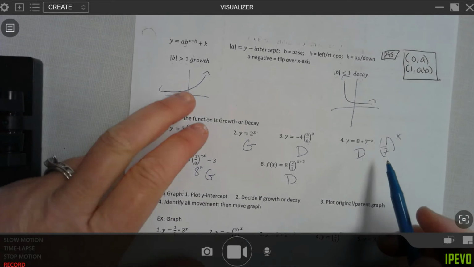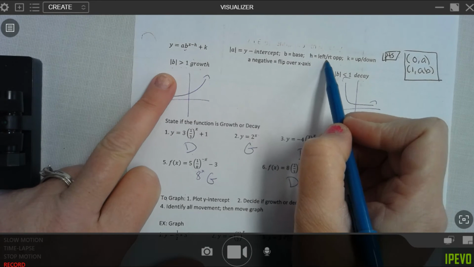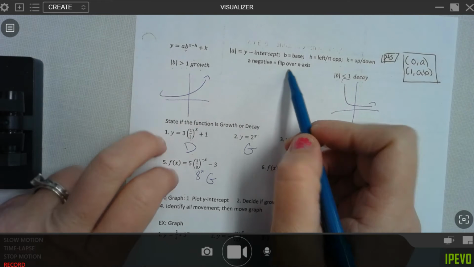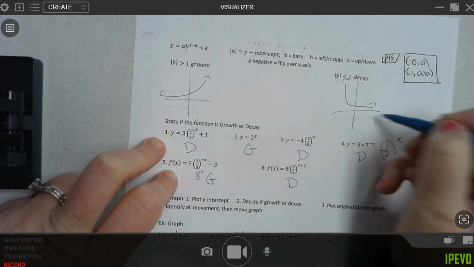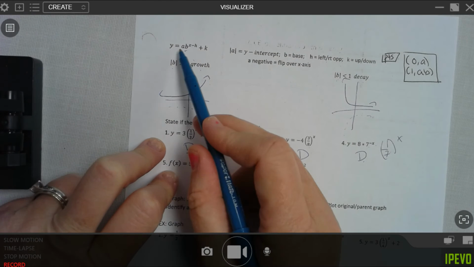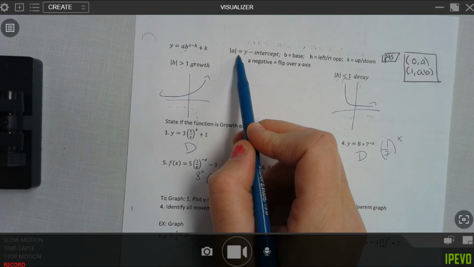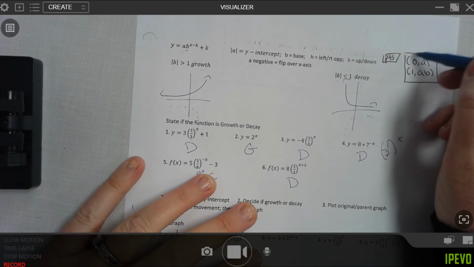And then the second thing we have is our movement. Remember, h still goes opposite, left and right. Our k still goes up and down when we graph this. If a is negative, we're going to flip it over the axis, so it would look like that. Or it would look like this if it was a flip. A is also your y-intercept. So whatever a is without the sign in front of it, so not the negative, that would be your y-intercept originally.